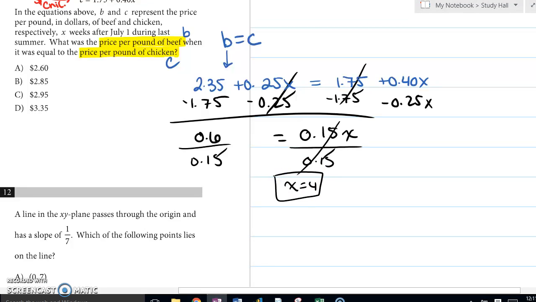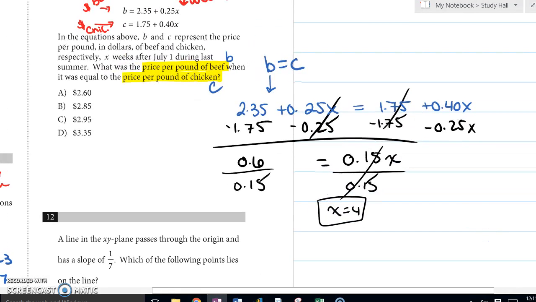Okay, and what this means is that at 4 weeks they have the same price, but we need to find out what that price actually is because the answer choices are in money. So you can use either equation, it doesn't matter. And let's just realize and recall that this is a system of equations using substitution. So it doesn't seem like most of the systems that we've done before, but it is. So we get 2.35 plus 1, which gives us 3.35.